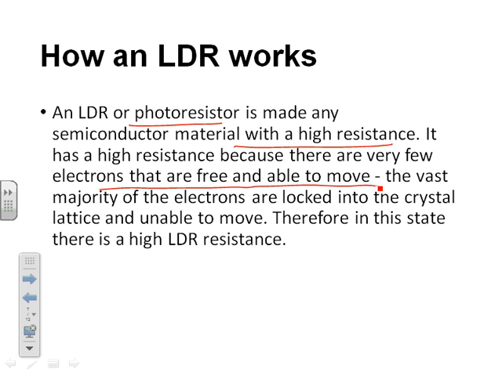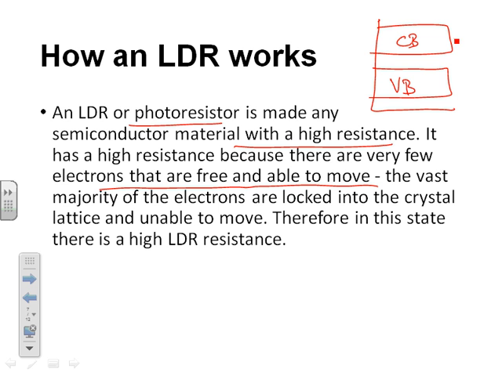That means it has high resistance because, as we see in the energy band diagram, this is the valence band and this is the conduction band. It has high resistance because there are no electrons in the conduction band. The conduction band is empty. It is not filled. So it is not able to conduct, and the resistance is high. Therefore, in this stage, there is a high LDR resistance.